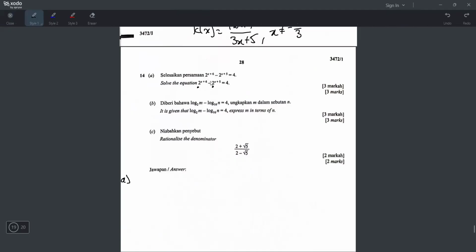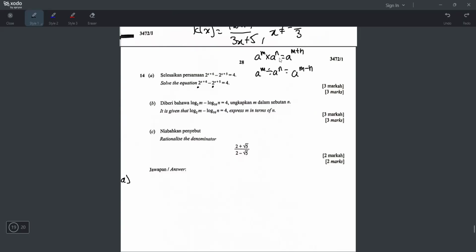Kalau dia bahagi, then you can take the power minus power and then combine jadi satu. But this one is minus, so cannot. So the law of indices that you learn is a power m times a power n is a power m plus n, right? And then a power m divide a power n is a power m minus n. So this is when you can combine.